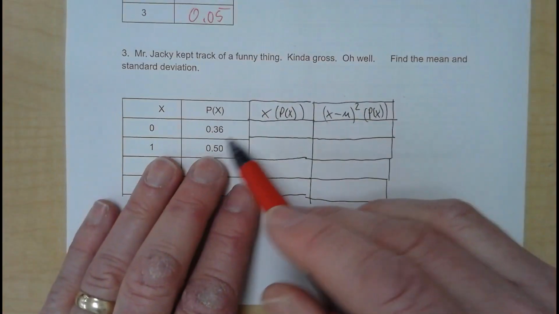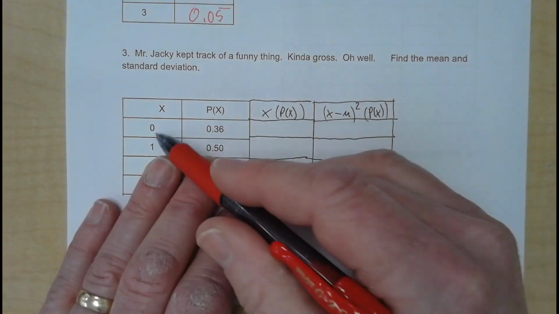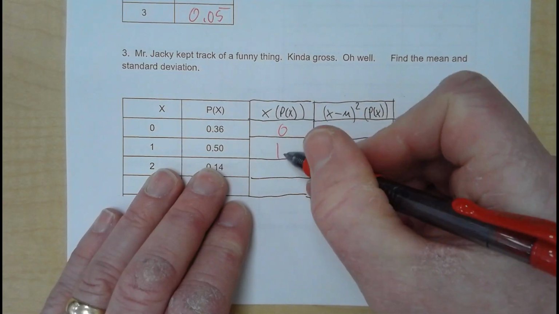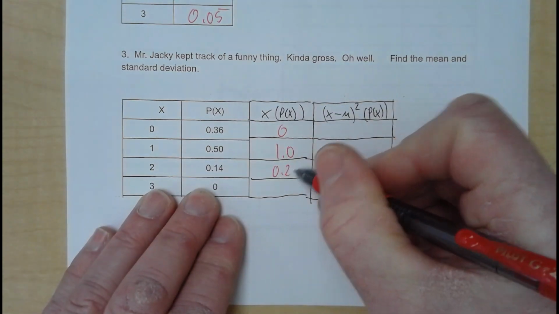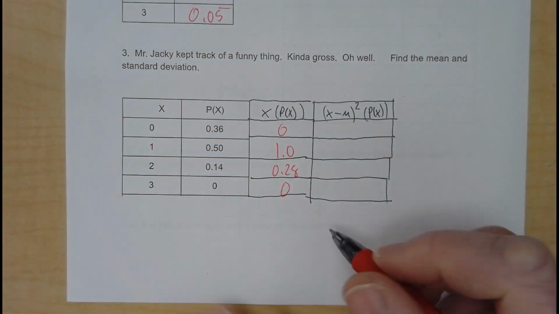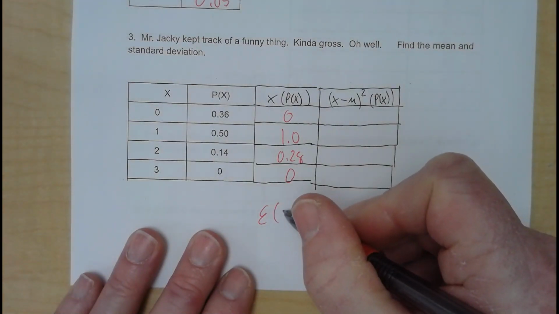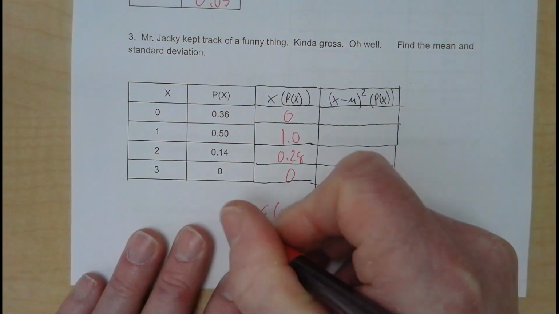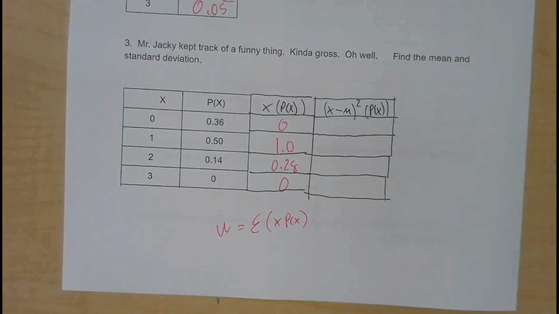So we do the first column, you got to do x times p. So you do this times this, which is 0, this times this, which is 1.0, and then this times this is 0.28, and that times that is 0. Okay, so we do the sum of x p of x. That's what mu is equal to. That's what it says here on the formula sheet. So we add this up.